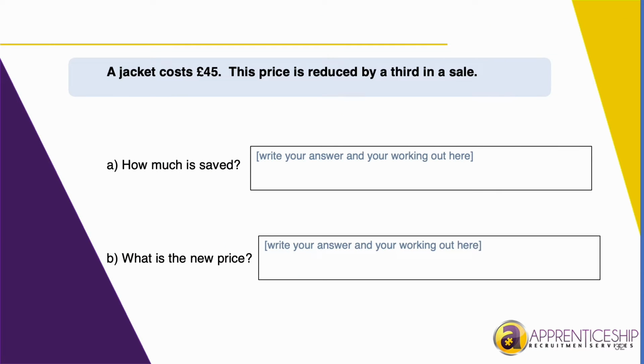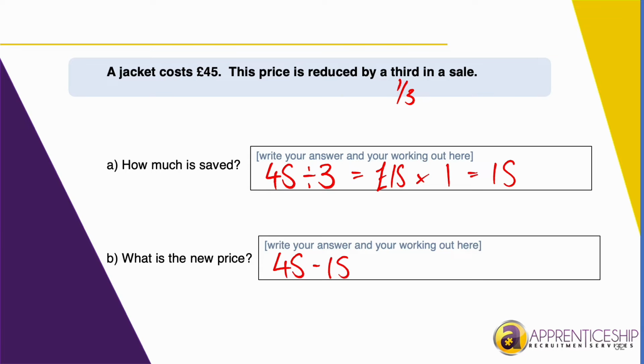So a jacket costs £45 and it's reduced by a third. If it's written in letters, I would just write a third to help me out. So how much is saved? So 45 divided by 3 is £15. Times by 1, which is the numerator, is 15. So what is the new price? So the jacket costs 45, we're saving 15, so the new price is 30.